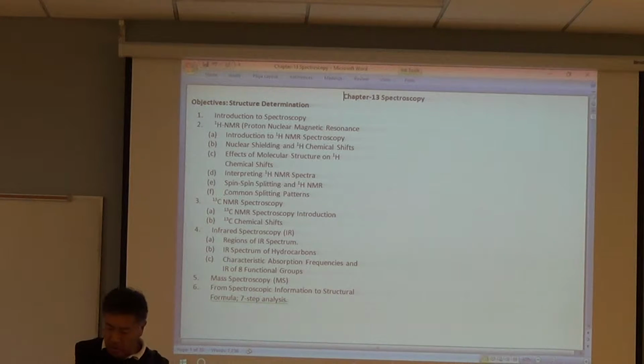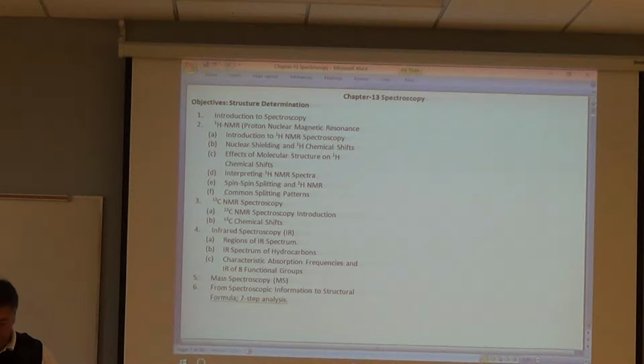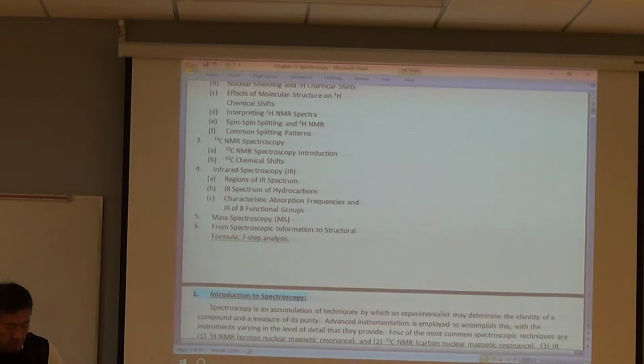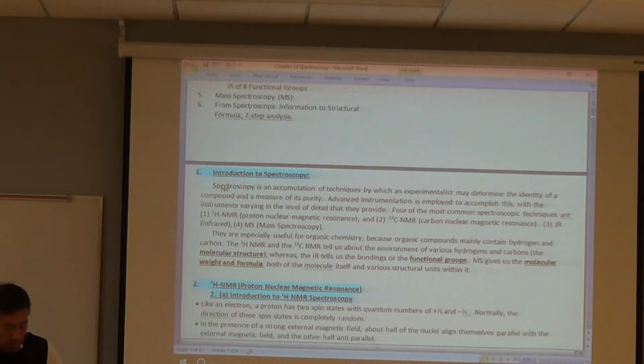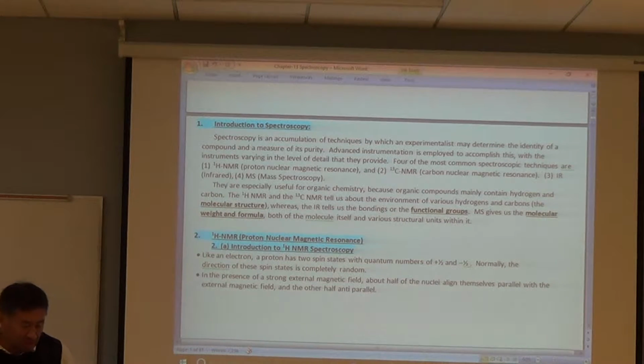Okay, so chapter 13 is about the spectroscopies. We are mainly going to study proton NMR. Proton NMR depends on the nuclear spin of the H1 atoms.